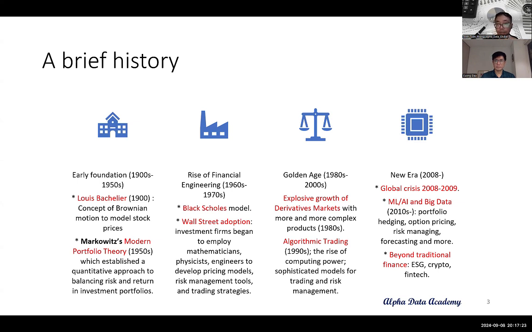And I would like to emphasize two directions here. The first one is ML, AI, and big data, rising for portfolio hedging, for option pricing, for risk managing, forecasting, and more. The second one is beyond traditional finance, that we can mention here as ESG, crypto, and fintech. So it's a very brief history.